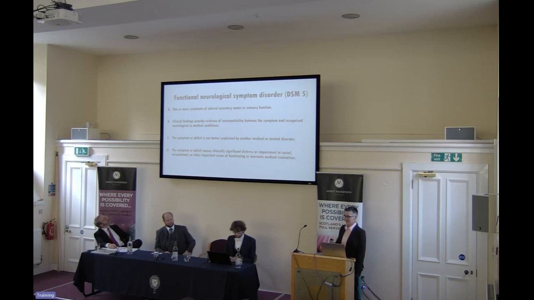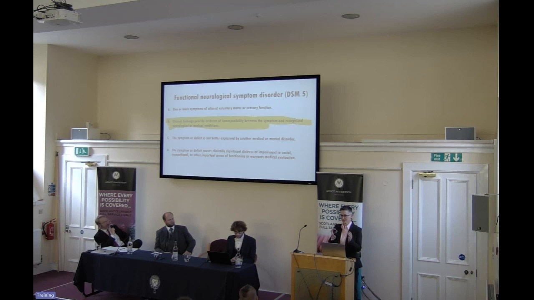But essentially, there is one or more symptoms of altered voluntary motor or sensory function. That might be weakness, sensory loss, seizures or seizure-like episodes, abnormal movements, or a visual problem, anything really that can be produced by the neurological symptom system. Although it is produced by the voluntary motor or sensory system, it is experienced as involuntary. So these are not voluntary symptoms when we're talking about functional neurological disorder. There is clinical evidence of incompatibility between the symptoms and recognized pathophysiological disease. It just doesn't fit with pathophysiological disease.